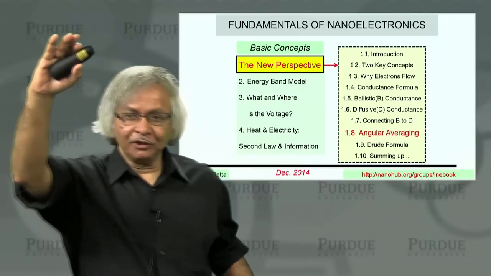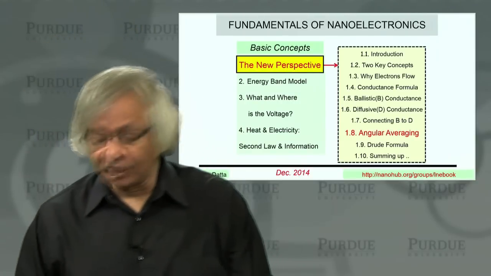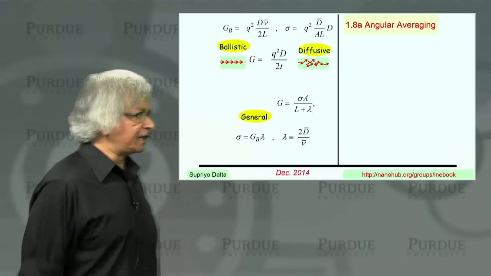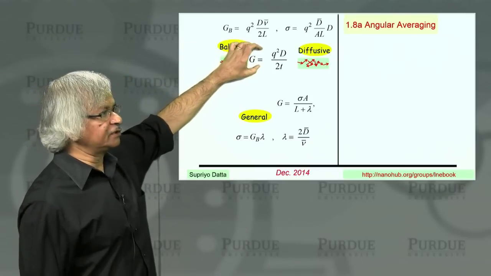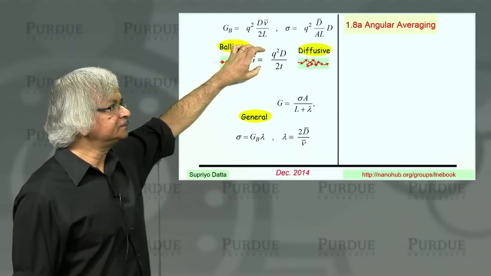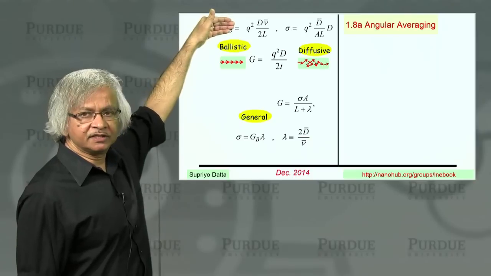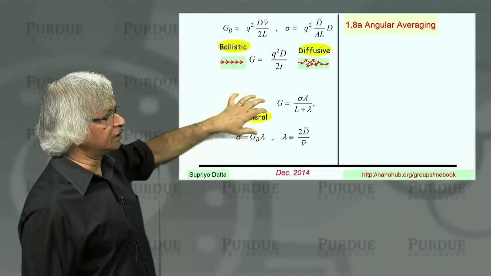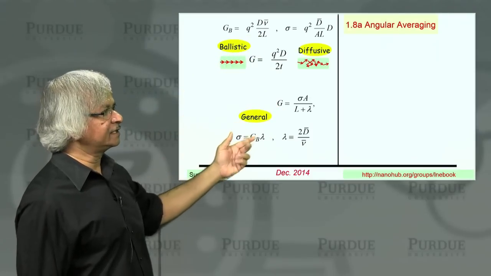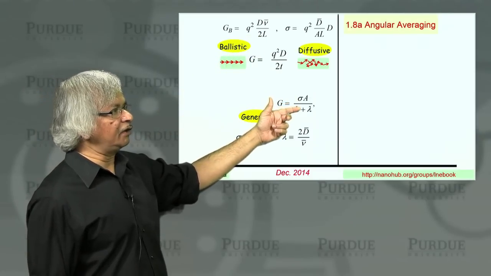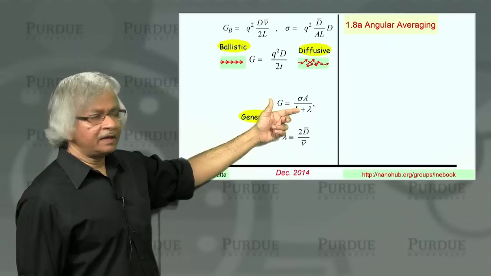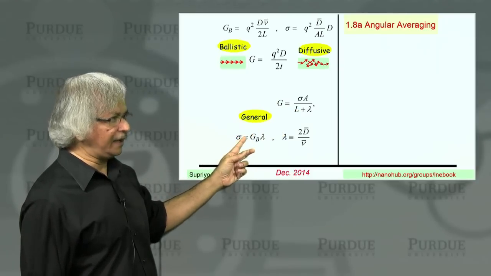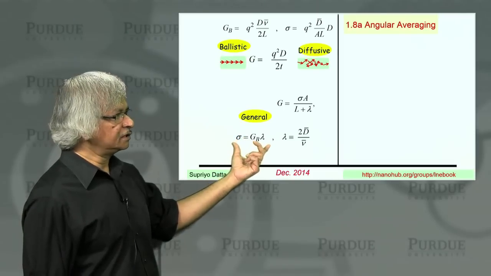Welcome back to Unit 1 of our course, The New Perspective. We are now on Lecture 8. What we did in the last 3 lectures is start from this expression for conductance and apply it first to the ballistic limit, then to the diffusive limit, and then connect it all together and write G as sigma A over L plus lambda. And again, I notice there's a little mistake here. This should have been sigma A, and that's equal to G_B lambda.